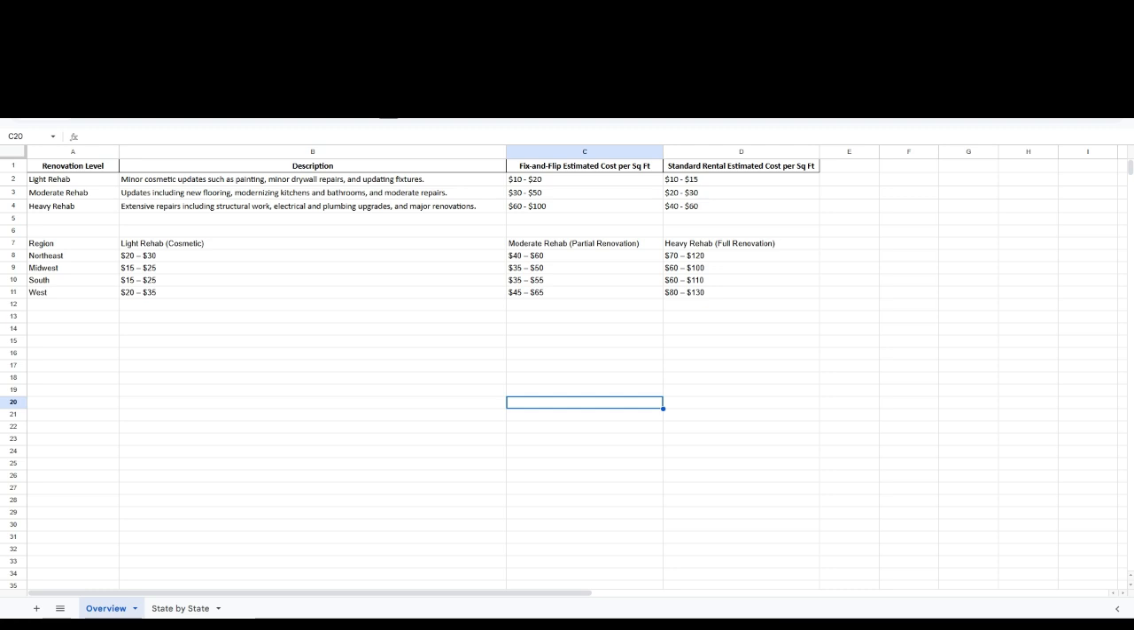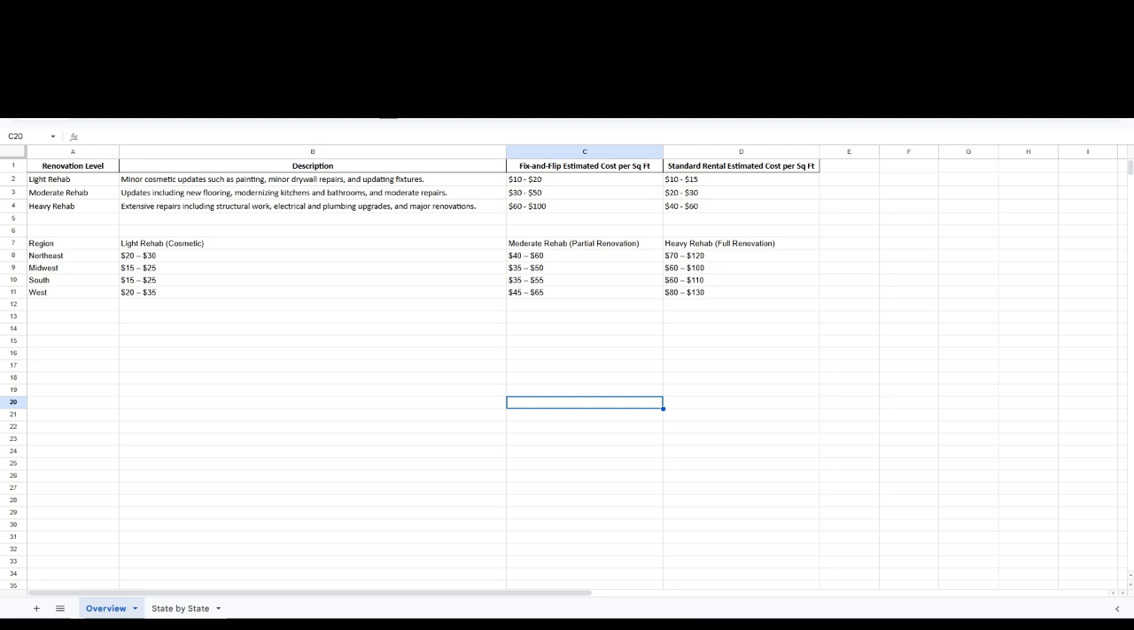Extensive repairs, including structural work. Sean, what's structural work? The roof is messed up. The foundation is messed up. That's structural work. You walk up to the house, you see a picture of it, and it looks like it's kind of tilting to the left a little bit. And you're like, that's not right. Chances are structural work. For a fix and flip, $60 to $100 a square foot. For a rental, $40 to $60 a square foot.